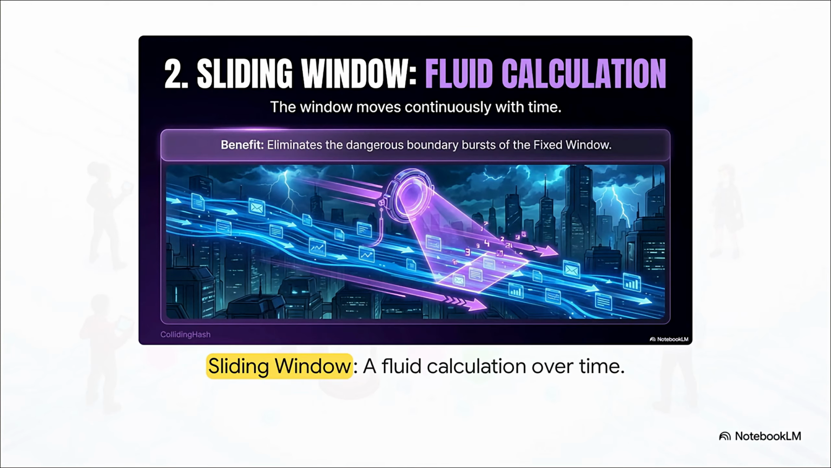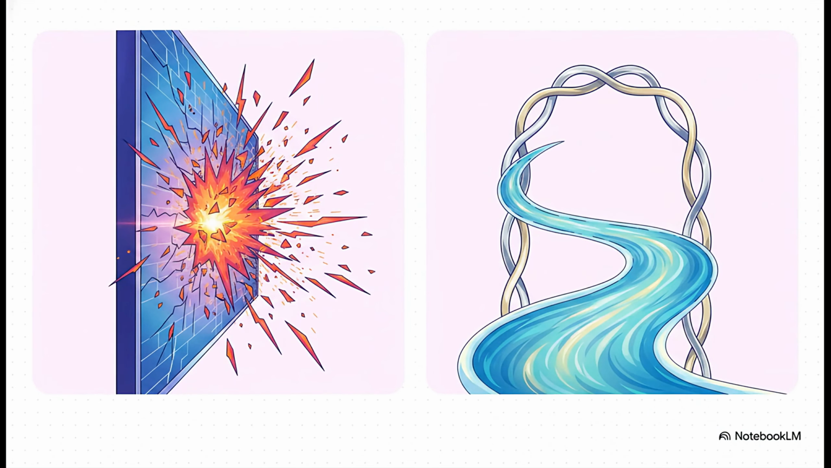Instead of a hard stop and start, this window is a fluid calculation that continuously moves with time. It actually calculates weights based on recent requests to dynamically accept or reject incoming traffic. Let's look at why this fluid movement is such a big deal.